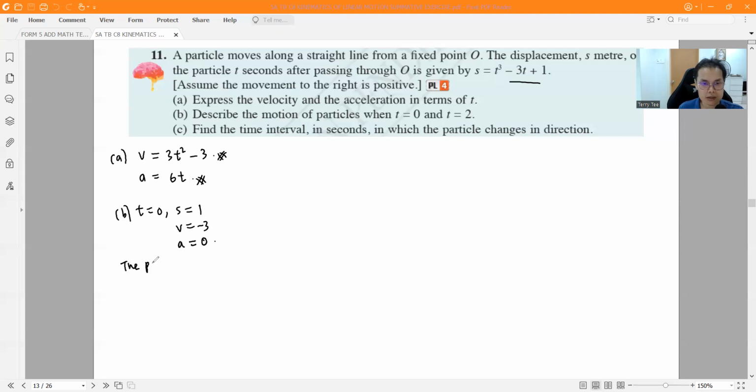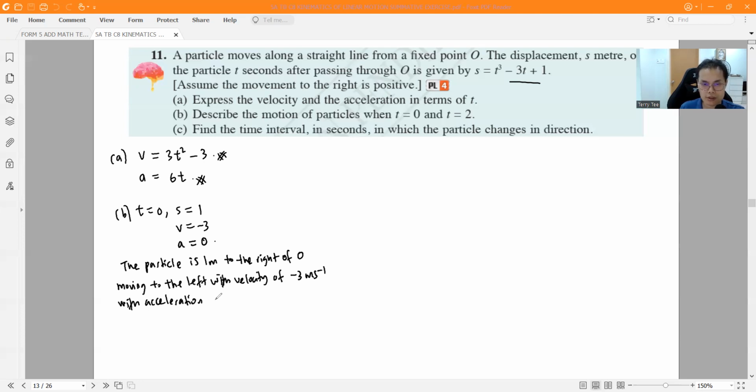So we can say the particle is 1 meter to the right of O, then is moving to the left. Yeah, it's moving to the left because my velocity is negative. To the left with, you can say speed of 3, but you can also say with velocity of -3 m/s, and then with acceleration of 0. Okay, acceleration of 0. It's not moving faster. All right, but we still need to find one more thing.